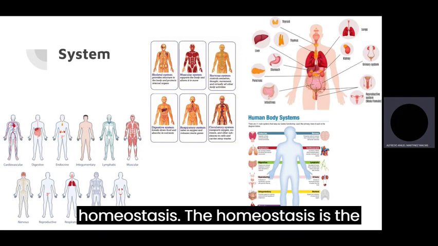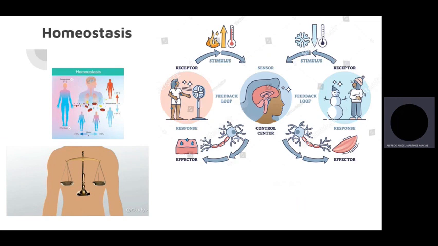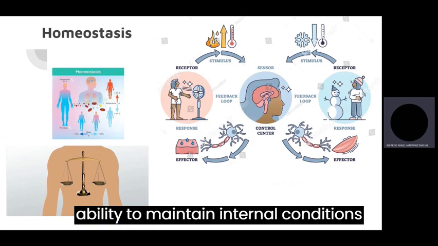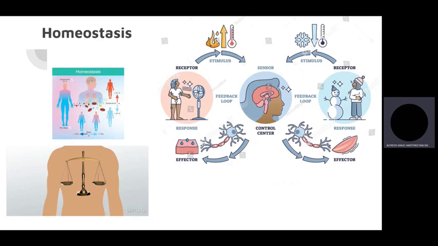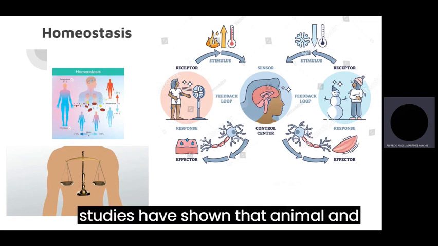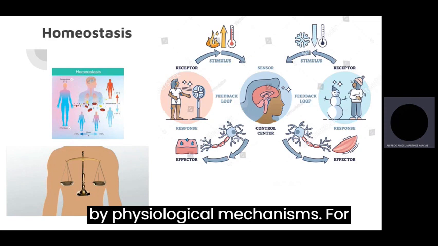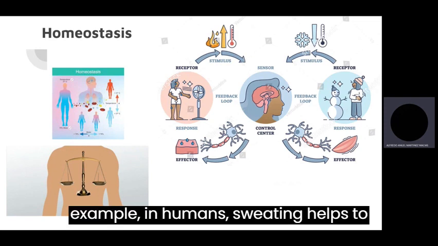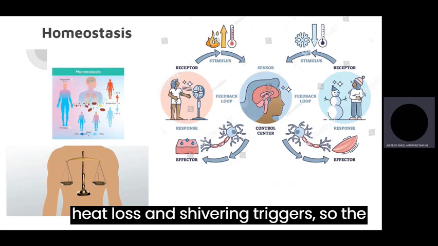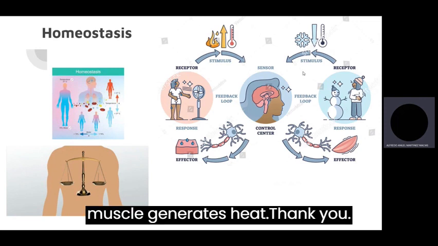Now, homeostasis. Homeostasis is the ability to maintain the internal conditions of a living being despite the conditions of the external environment. Studies have shown that animals and plants keep their inner world constant by physiological mechanisms. For example, in humans, sweating helps with heat loss and shivering triggers the muscles to generate heat.